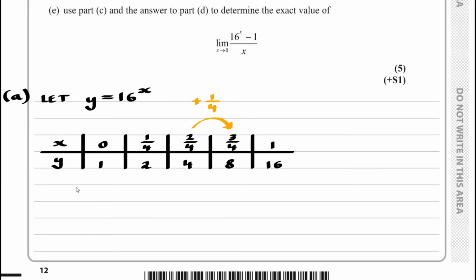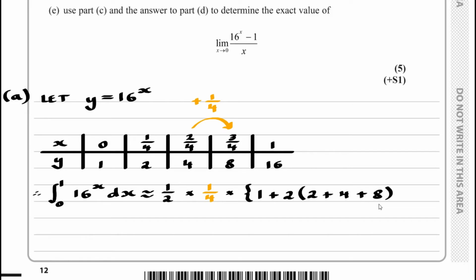So using the trapezium rule, the integral of 16 to the x with respect to x between 0 and 1 is approximately equal to 1/2 times 1/4 times 1 plus 2 multiplied by the values in the middle, so 2 plus 4 plus 8, plus the final value 16, and if I work this out I get 5.625.